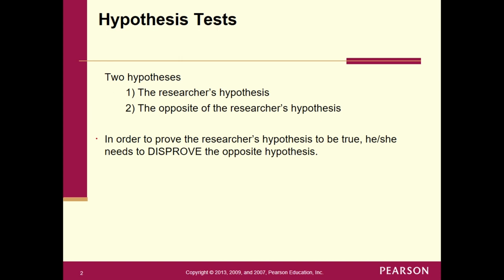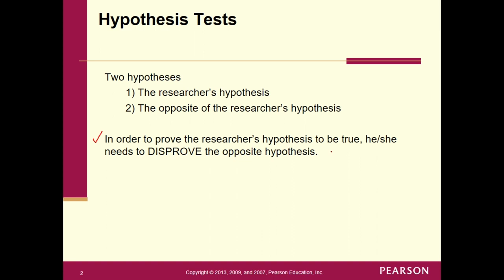This statement right here is a really important statement. Let's read this. It says, in order to prove the researcher's hypothesis to be true, he or she needs to disprove the opposite hypothesis. So we need to disprove the opposite hypothesis. That's an interesting thought there. We don't test directly the researcher's hypothesis. We actually test the opposite of the researcher's hypothesis.